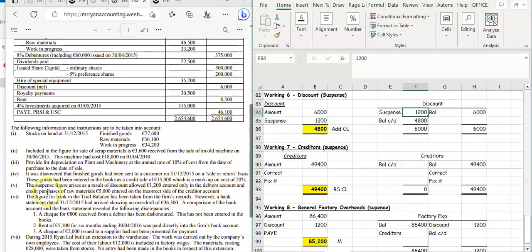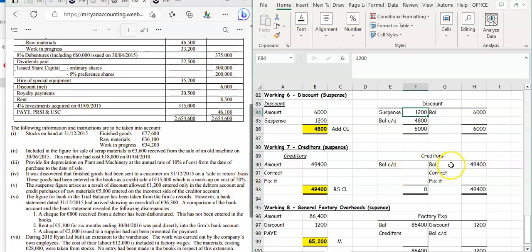The second part of that says that the credit purchase of raw materials of 5,000 was entered in the incorrect side of the creditor's account. So it's saying that of this 49,400, we had put 5,000 in creditors on the debit side, so now we need to fix it. So this balance figure of 49,400 includes that 5,000 that's on the wrong side.